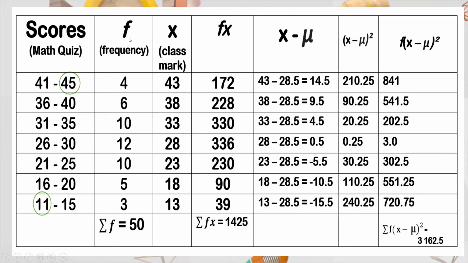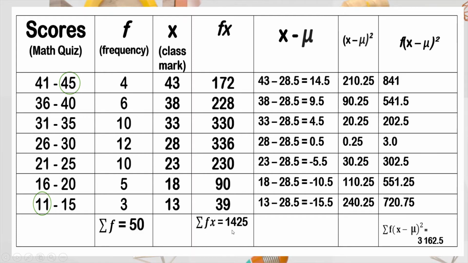Now the next column is the fx. That means you have to multiply your frequency and the class mark. Frequency times class mark. So you have here 4 times 43 is 172, 6 times 38 is 228, 10 times 33 is 330, 12 times 28 is 336, 10 times 23 is 230, 5 times 18 is 90, 3 times 13 is 39, and then you are going to sum it up. So you have here the sum of fx that's equal to 1425. You can use your calculator to make it faster, or if you're using Excel, then better.